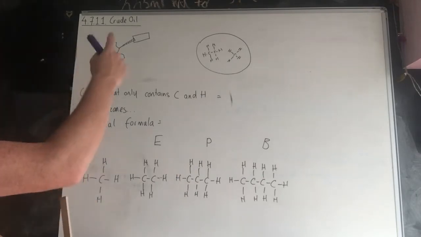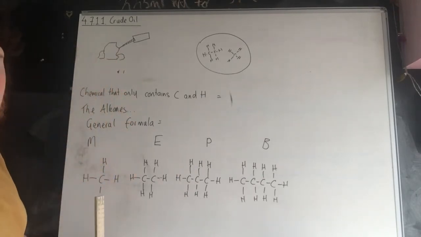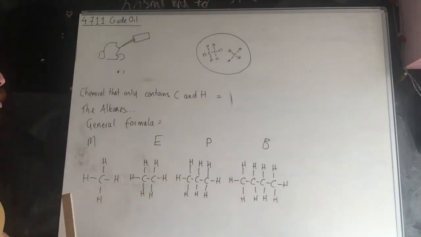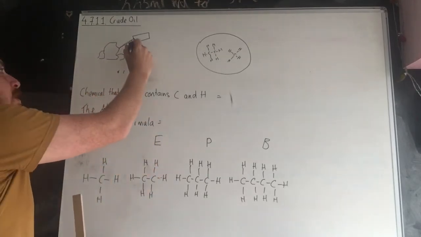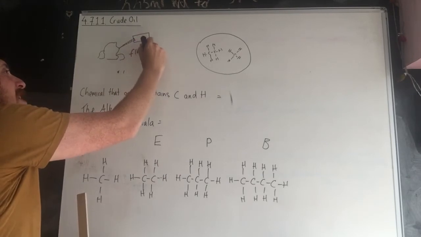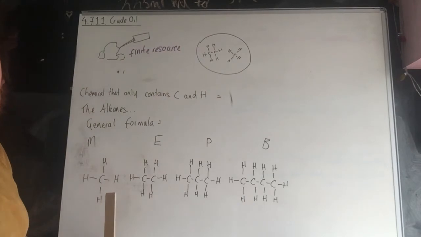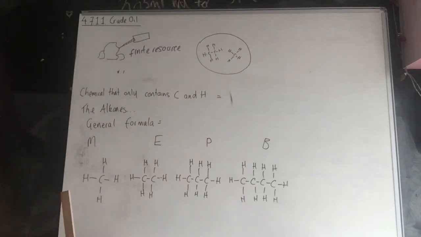Now crude oil is acquired by drilling into rocks. Crude oil is a finite resource. That means it's non-renewable, and it means once it has gone, it has gone.